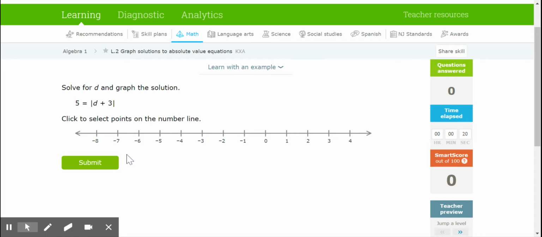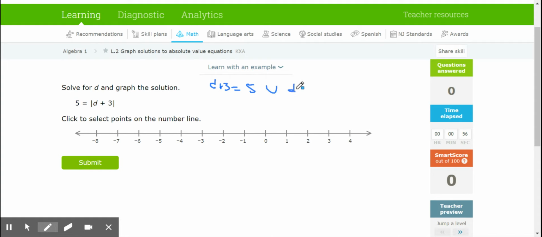Okay, now we're going to be continuing with L2, graph solutions to absolute value equations. So just taking it one step further, we're going to solve the equation and then plot both points on the number line. Okay, so we've got absolute value of d plus 3 is equal to 5. So what was inside? D plus 3 could simplify to a positive 5 because the absolute value of 5 is 5.